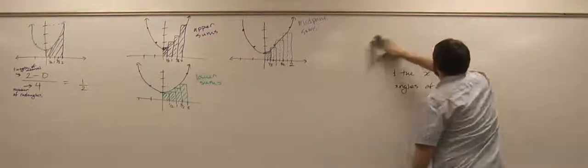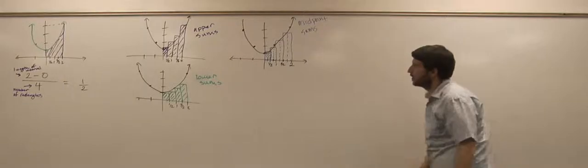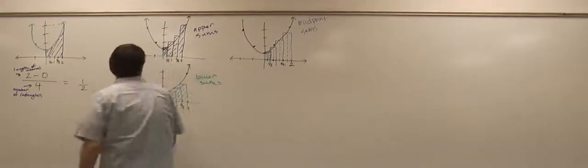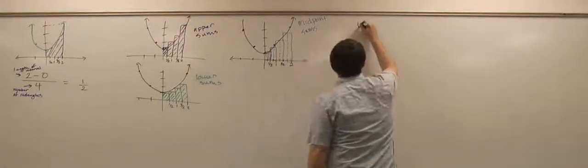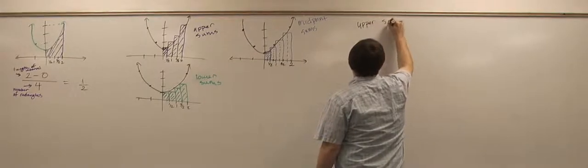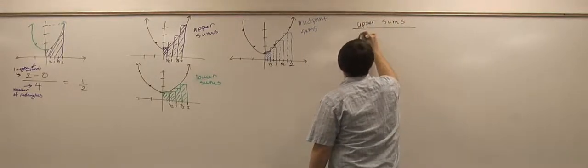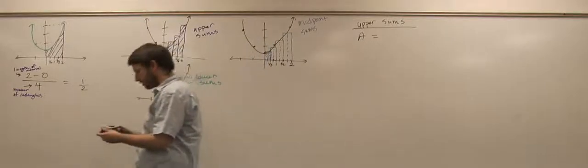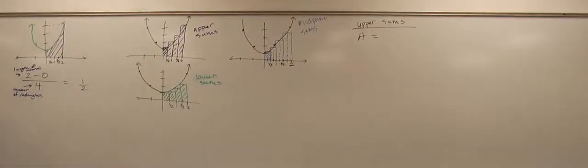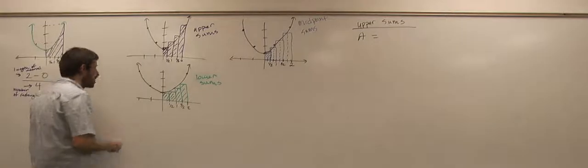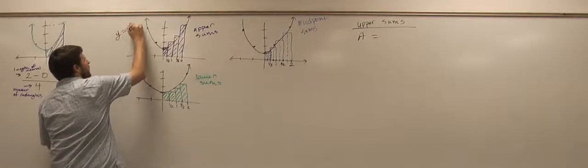So let's see if we can get the area in each case here. In the purple case, when I'm using upper sums to estimate my area under the curve, what am I going to do? Remember, in each of these cases, the curve is given by y equals x squared plus 1.